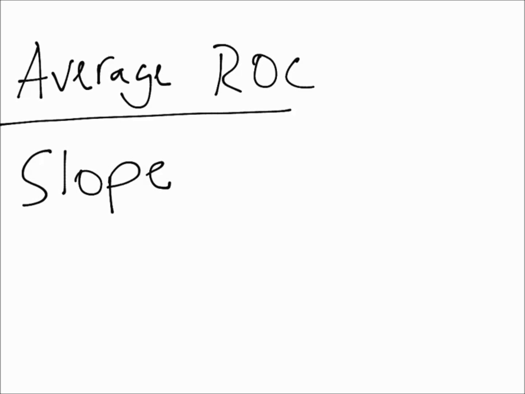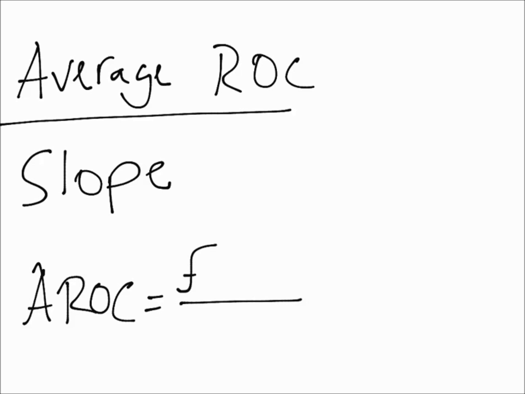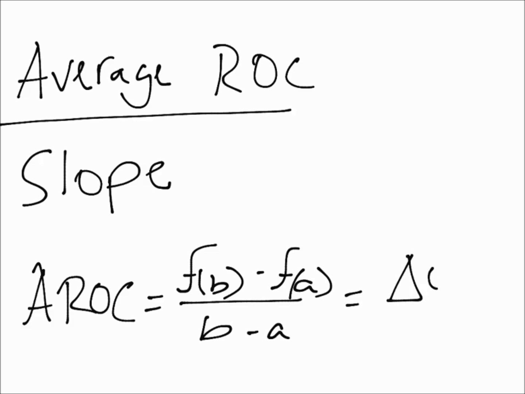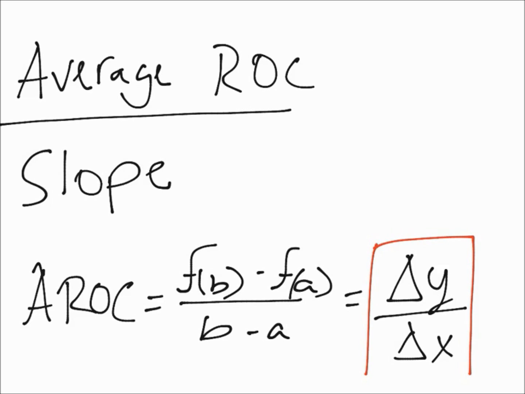So our formula is going to be, I'm going to abbreviate it as AROC, average rate of change. The function of b minus the function of a over b minus a. Or, to make it a little simpler, it's just the change in y, delta y, over the change in x, delta x. And this is probably the one you've seen before.